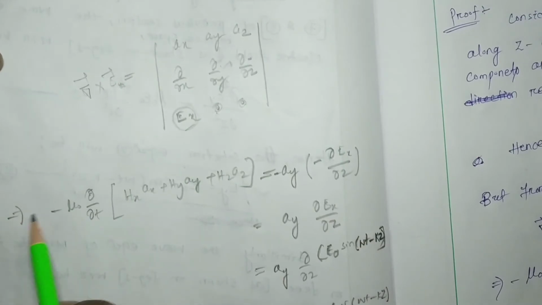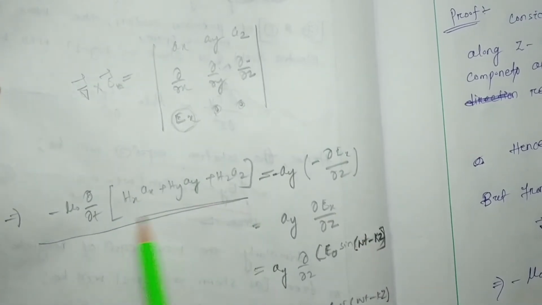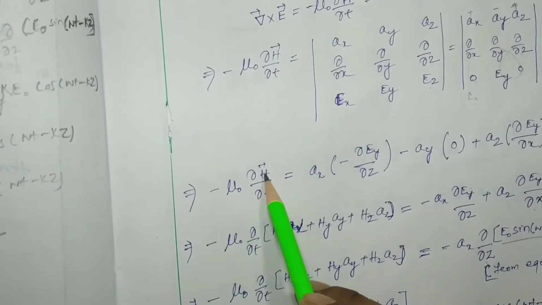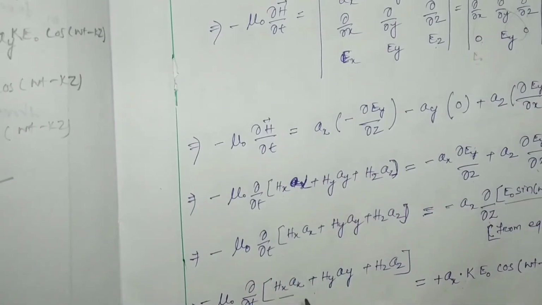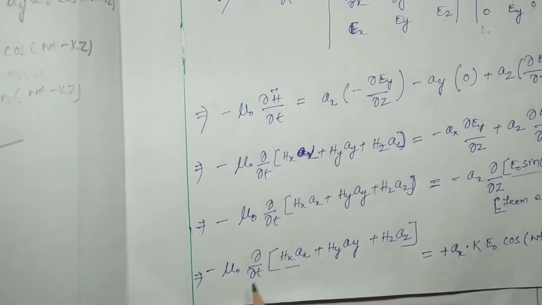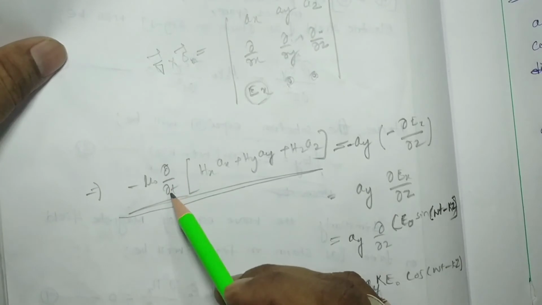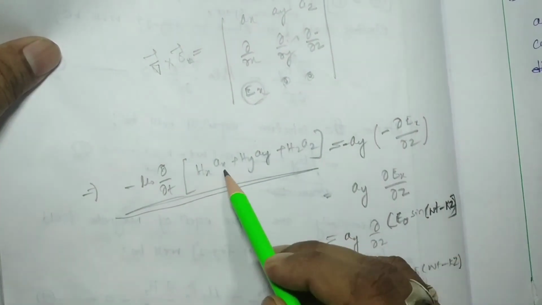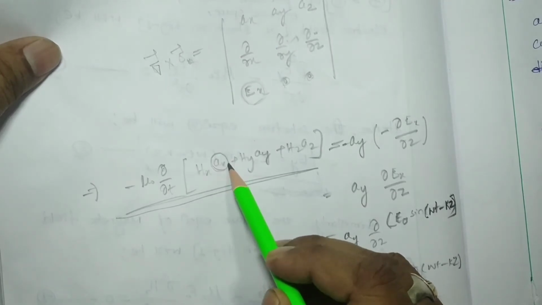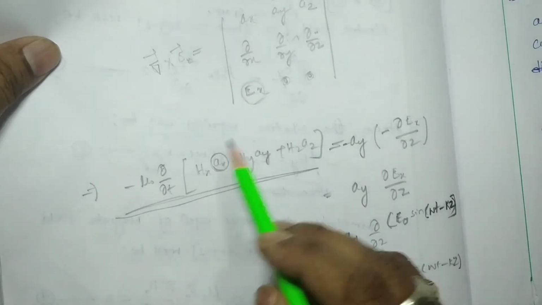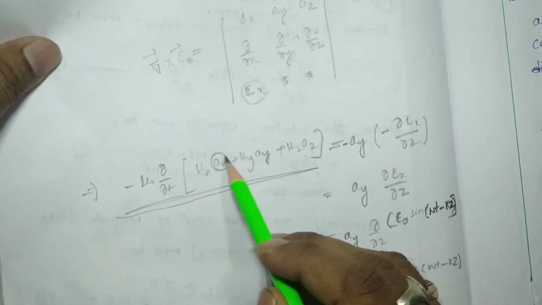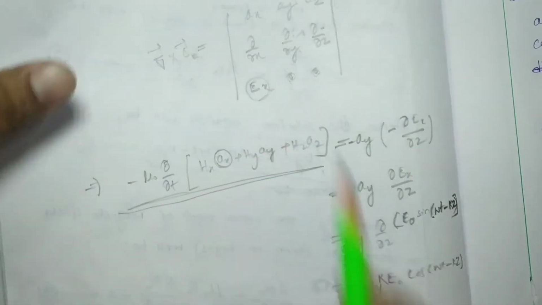So the left hand side will be the same as usual, that is minus mu del H by del t. It will be written in the form of minus mu del by del t of this one. I have written here minus mu del by del t of Hx ax, Hy ay, Hz az. Here ax represents the direction; it is not the value. It is the unit vector. You just consider ax as the direction, the unit vector along the x-axis.